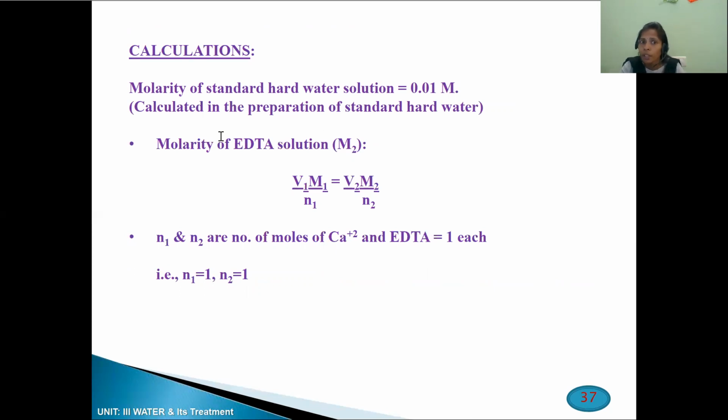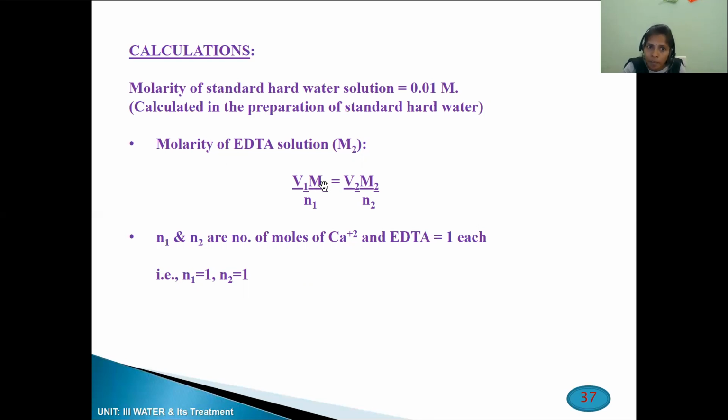Now we are going to find out the molarity of EDTA solution. Molarity is nothing but concentration. We know this molarity and we have to find out this EDTA. So by using M1V1 by N1 is equals to M2V2 by N2. Here N1 and N2 are the number of moles of EDTA and hard water. N1 and N2 are 1.